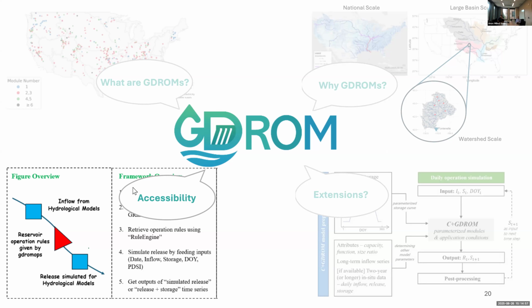So I'll be talking about the accessibility part, essentially going over the methods: how we can obtain the GDROM rules, download them, and how we can interface these GDROM modules and models with our existing hydrological models. These are the same methods used in developing the results that Dr. Cai was recently talking about at the watershed scale or the large basin scale.